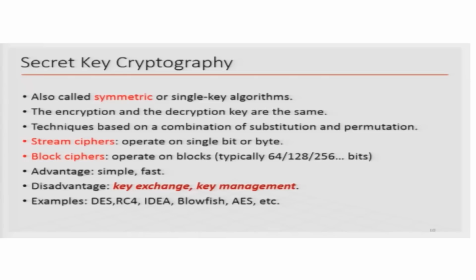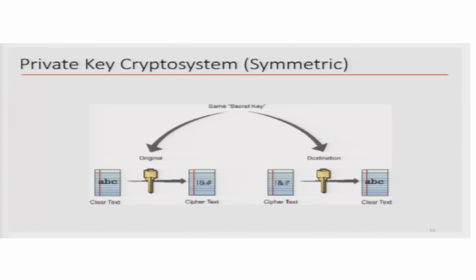So, examples of symmetric key cryptography are DES, the Data Encryption Standard, RC4, IDEA and Blowfish, and the most common nowadays is AES, right. AES is the current most common standard, and there are variants of AES which are also used. So, pictorially, if you look at this, the private key crypto system has the clear text going to cipher text with a key, and then the same key is used here and here, from cipher text to the clear text. The only issue is how do you share the key.